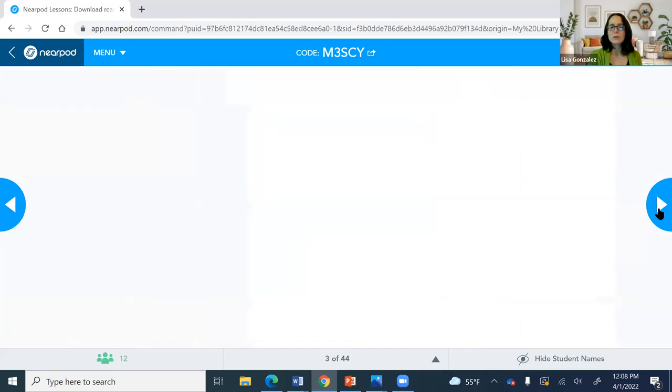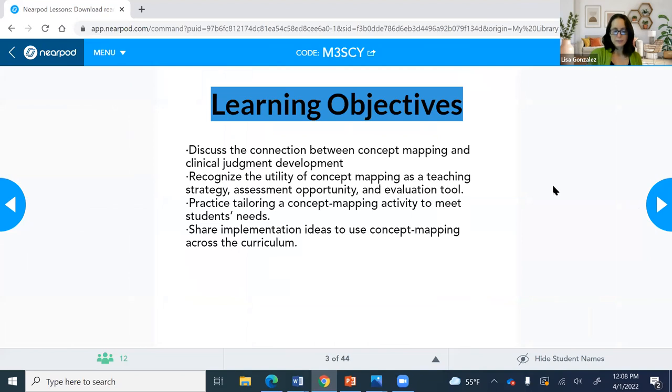All right, so let me go over to the learning objectives. Okay, so now we come to the objectives of the day. So basically the topic is concept mapping and the framework of developing students' clinical judgment. So we're trying to use a teaching and learning strategy to help us connect and develop our students' clinical judgment.